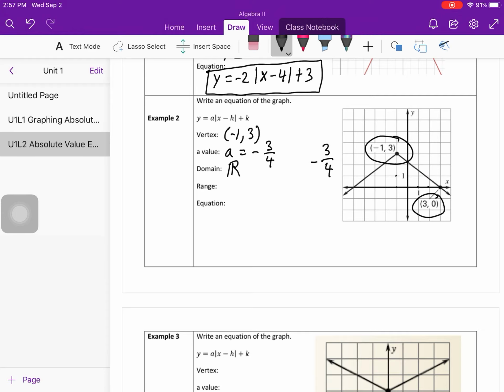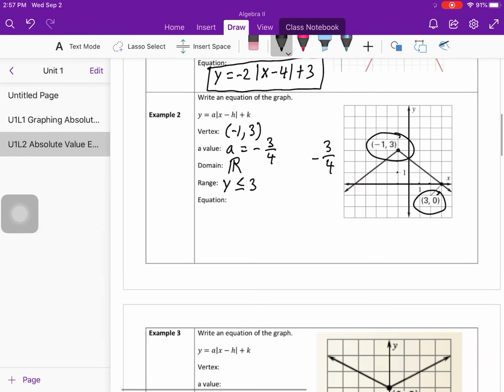Domain, all real numbers, just like usual. The range is going to be y compared to our highest y value, and this one is 3. It's always going to be the k if you haven't noticed that. It's always compared to the k. But since it's going down, it's got to be less than or equal to 3.